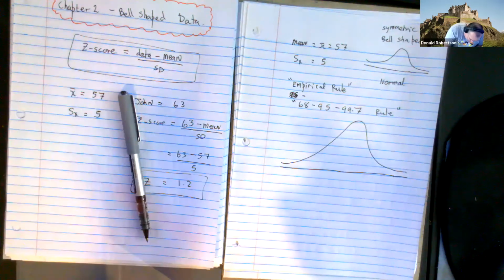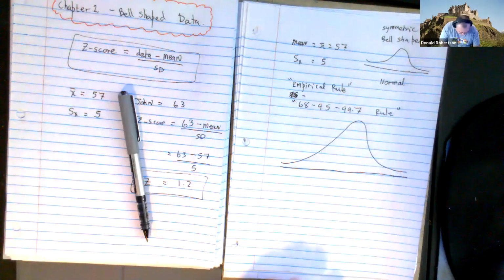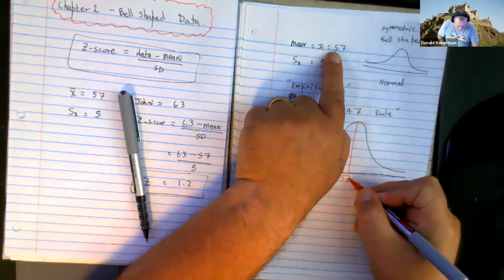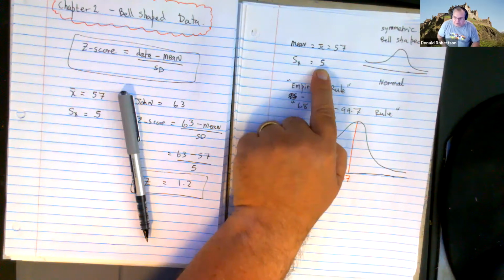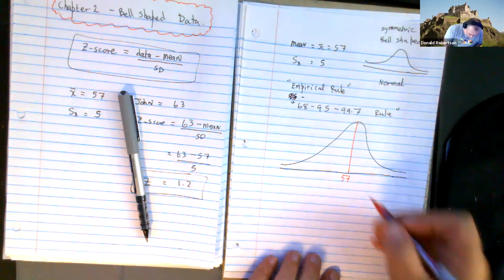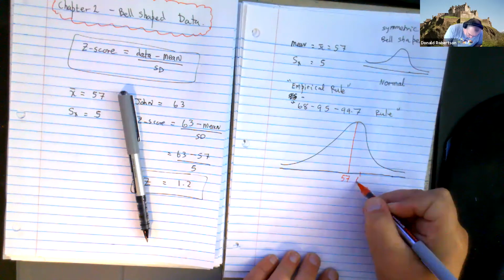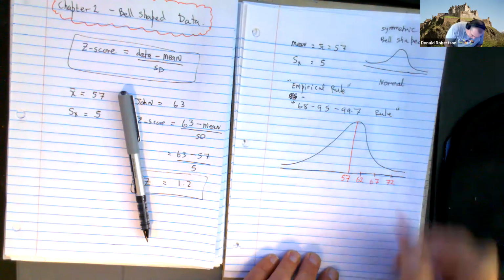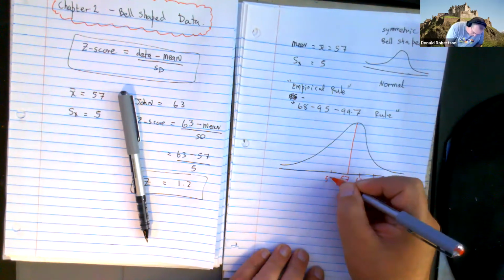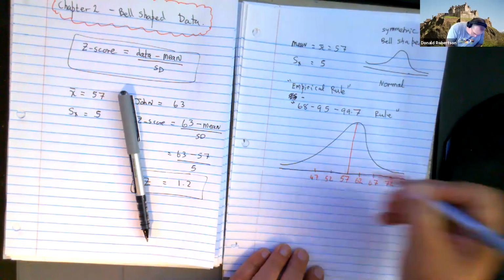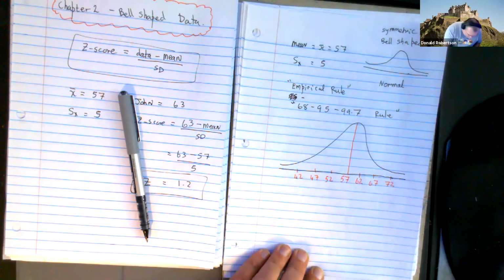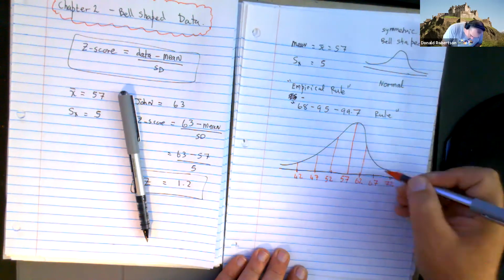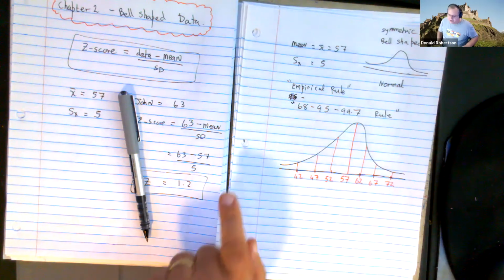But right in the center, the topmost hill, the mean lives. If you then go 1, 2, and 3 standard deviations from that mean, so you add 5, add another 5, add another 5, and if you subtract 5, subtract 5, and subtract 5, what you get is a very accurate description of how the data is spread out.